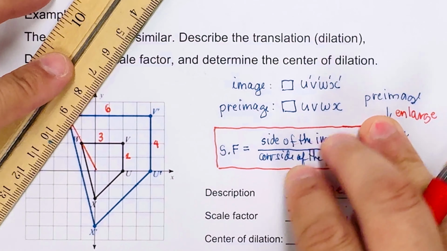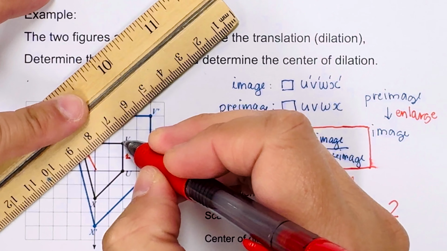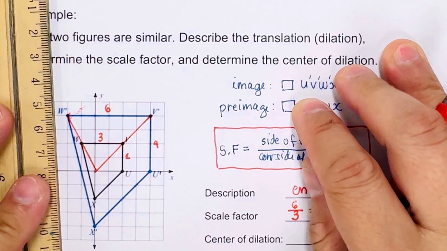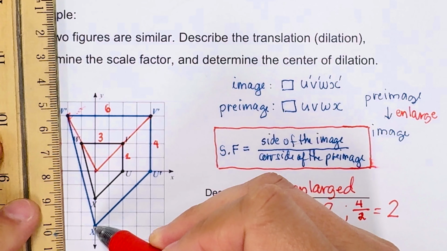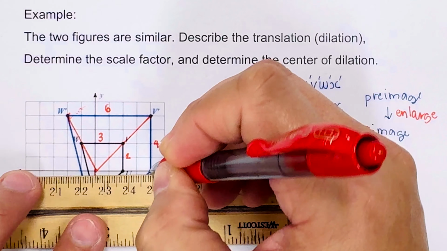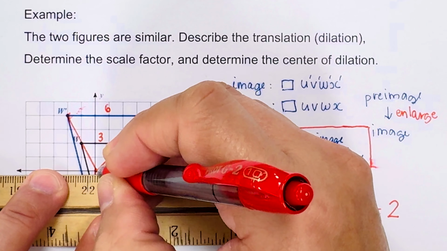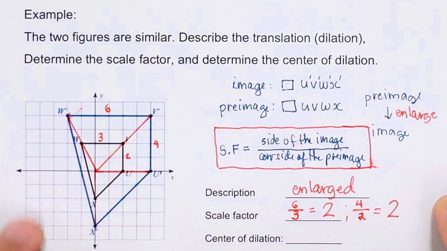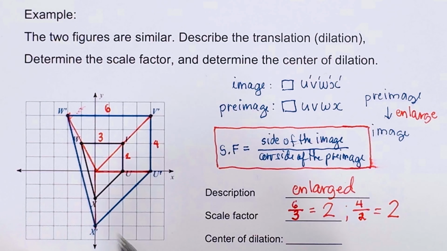I will also connect the V and the V prime. Then I will connect the X prime and the X. And then I will connect the U and the U prime. Now, where did all the red lines meet? Where are they touching each other? They touch each other at 0, 0. So the center of dilation is at 0, 0.